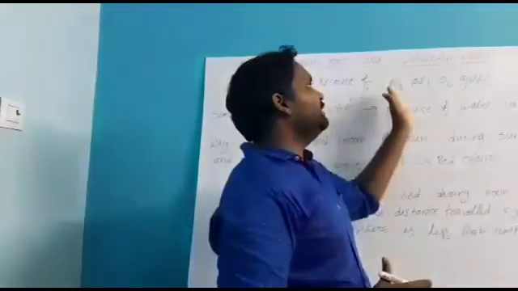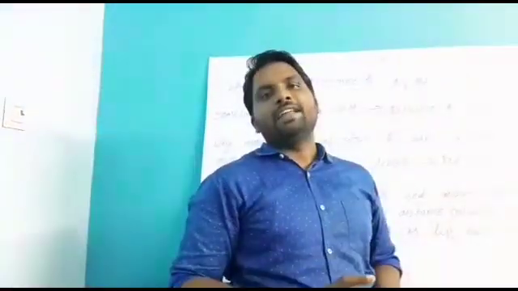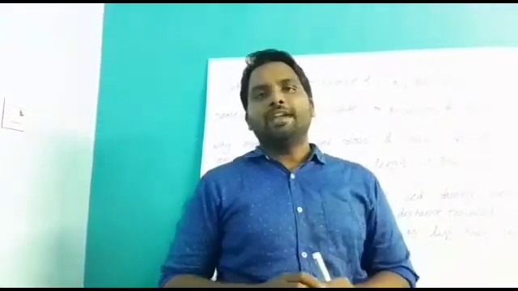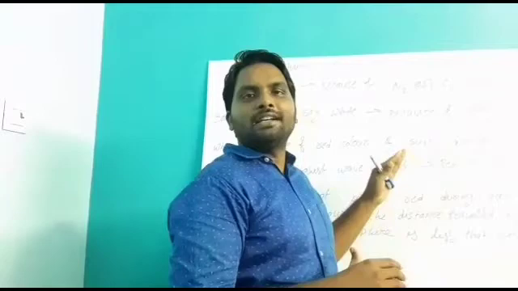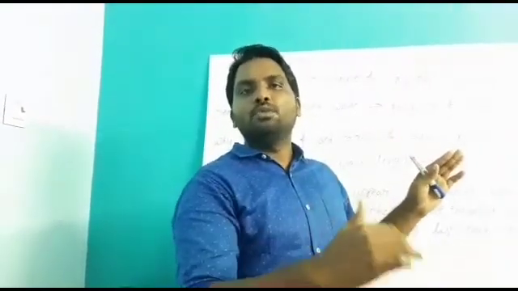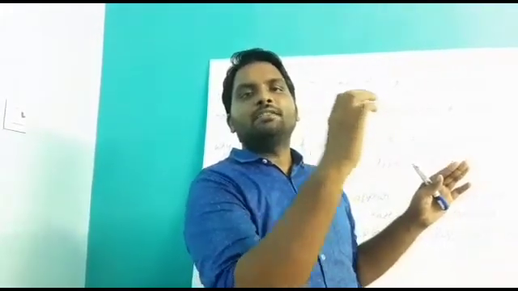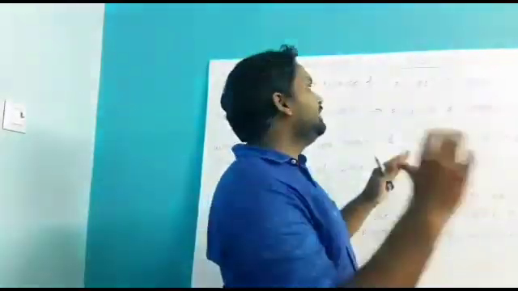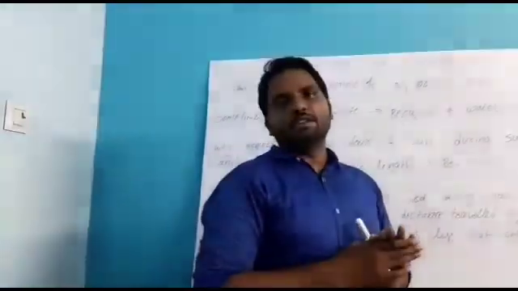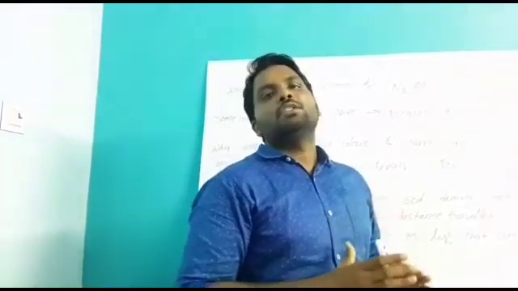The size of these N2 and O2 molecules is comparable to the blue color wavelength. In the rainbow, what are the colors? VIBGYOR. In VIBGYOR, B means blue. That blue color wavelength is equal to the wavelength of N2 and O2 molecules. That's why we observe the sky in blue color.